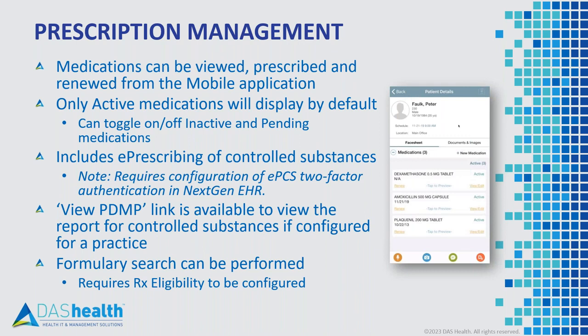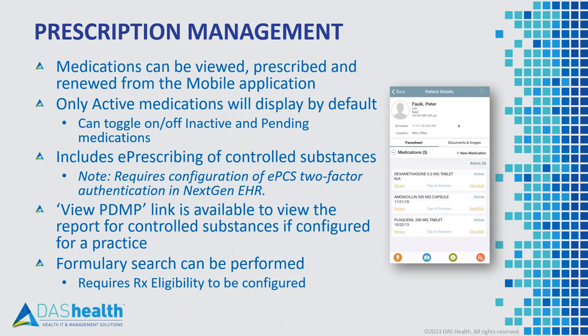So from the patient details view, the user would expand the medications panel in order to view, prescribe, or renew their medications. By default, when a provider is looking at this view, they're only going to see active medications displayed. If a user does want to see inactive medications as well, they have the ability to toggle that filter off to see a full picture of medications.